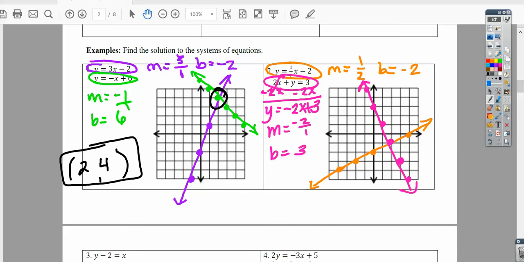Where they intersect. They intersect right there. That value is 2, negative 1. So the really powerful thing is you can easily check these answers on Desmos.